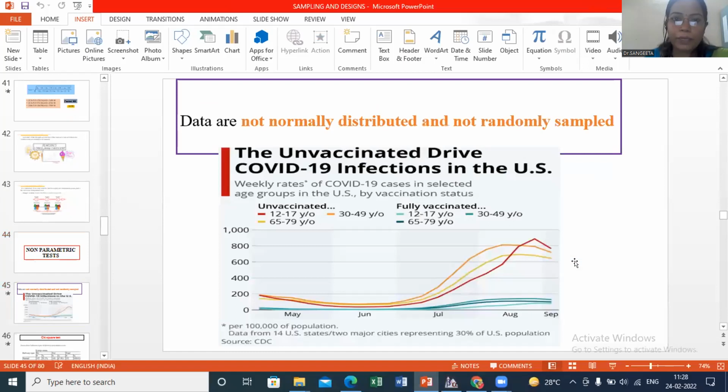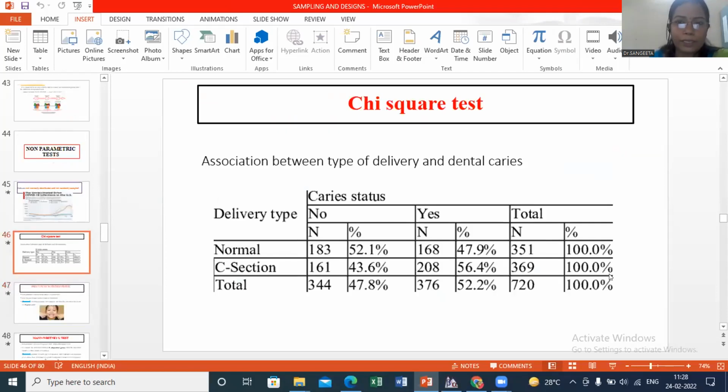Coming to the non-parametric test. When they are not normally distributed, you go for a non-parametric test. When we are dealing with proportions, most of the time it's a non-parametric version. So whenever we are dealing with proportions, we apply the chi-square test.